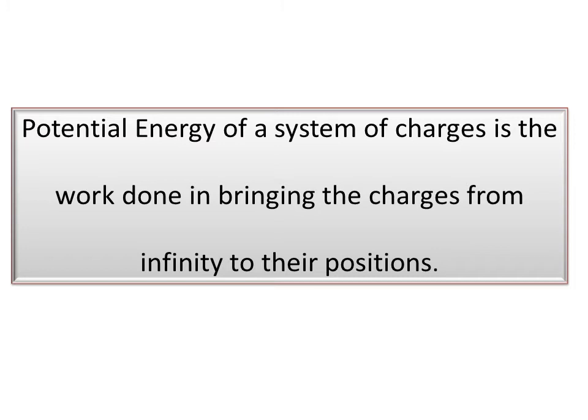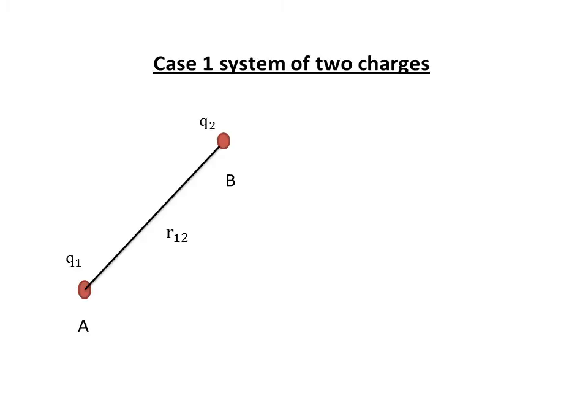So we can define potential energy of a system of charges as the work done in bringing the charges from infinity to their positions. Now let us try to make a system of two charges q1 and q2 separated by distance r12. We have to bring q1 to A. For that no work is needed because there is no force of attraction or repulsion at A. So no work is needed to bring q1 to A. So we can write work done to bring q1 to A is equal to 0. This is equation number 1.